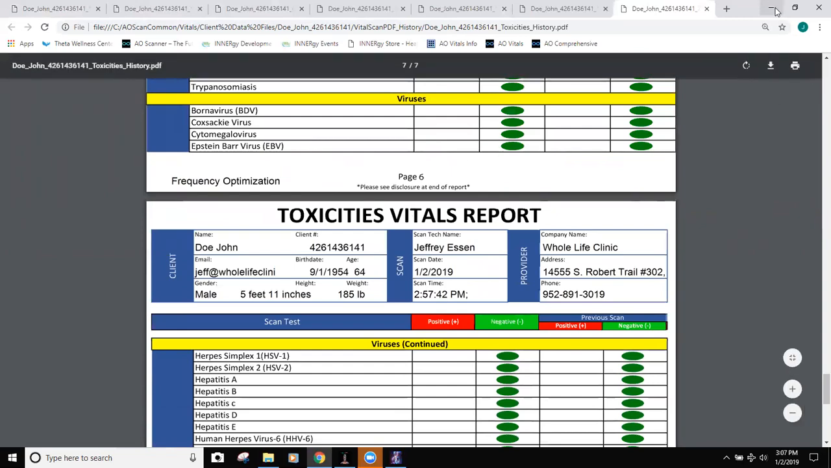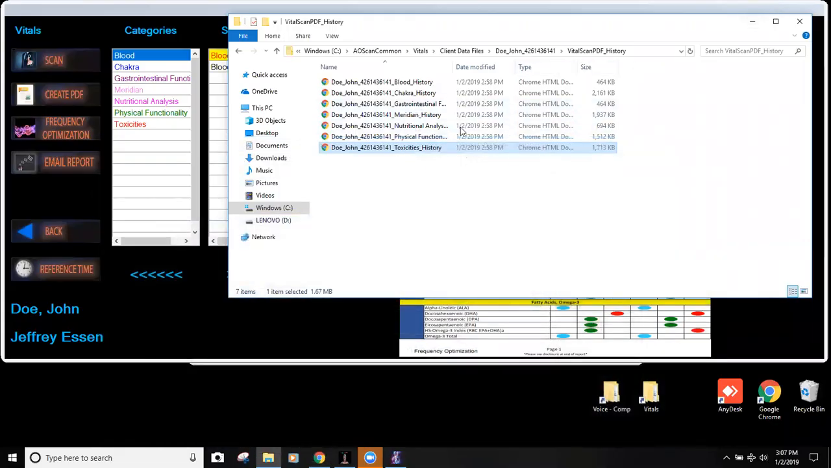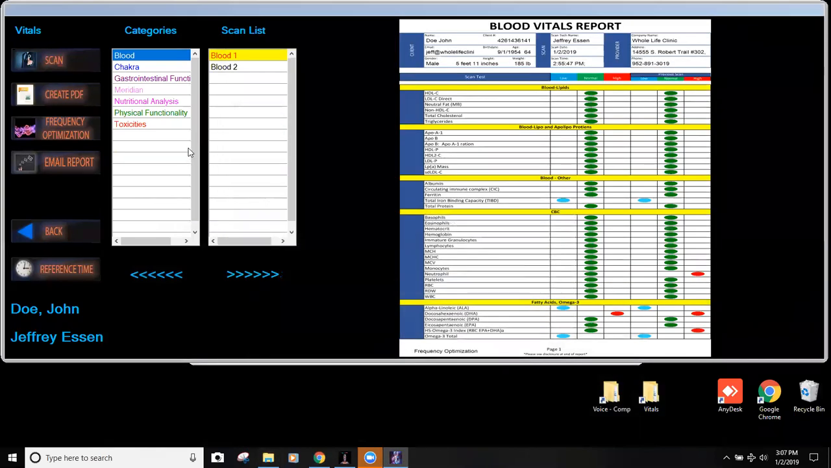All right, so that's our run through of all the different files that we developed as we did the vitals report. So that's all going to be emailed by clicking email report to that client. Now the client has all of those things.